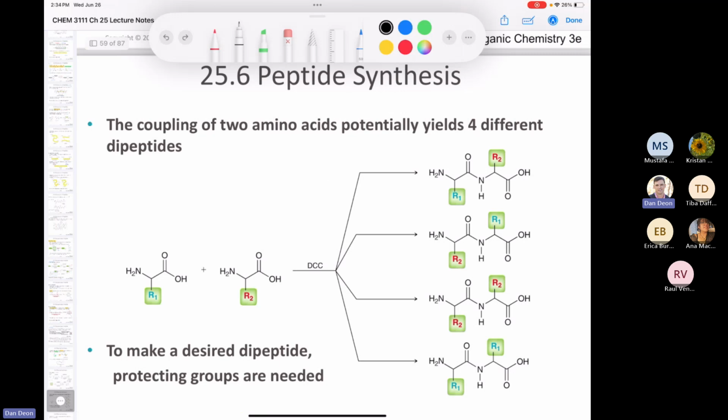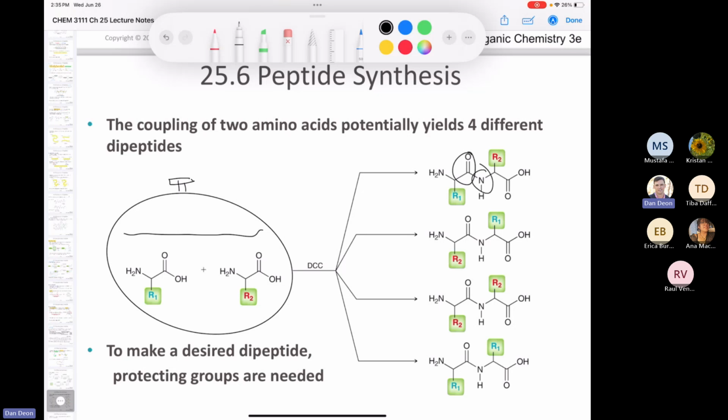Now, let's think about it in a practical manner. Let's say you have two different amino acids. You've got this one with the blue R group, and you've got this one with the red R group. If you just put these two amino acids in a flask, start stirring them around, and put in some DCC, there's a mixture of 4 possible dipeptides you could get, right? The C terminus of R1 could react with the N terminus of R2. The C terminus of R2 could react with the N terminus of R1. 2 R2s could react, 2 R1s could react, and so we get a mixture of 4 different compounds. Not very useful. This would be kind of a useless reaction.